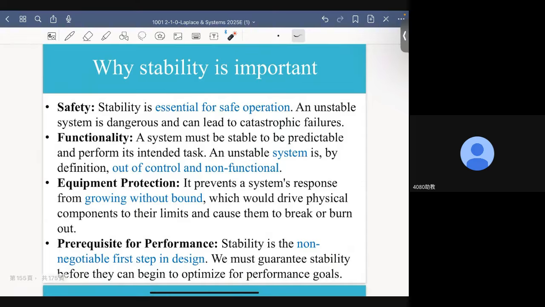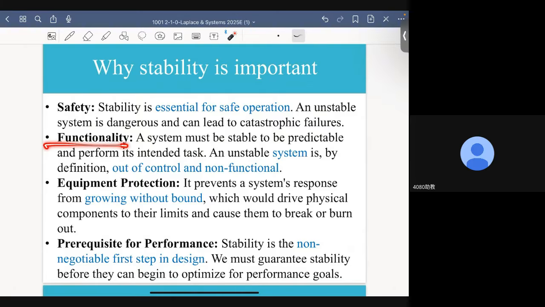Now, before we go forward, I want to make some remarks about why stability is important and how important it is. The first reason is stability has everything to do with safety. Stability is essential for safe operation. An unstable system is dangerous and can lead to catastrophic failures. For example, a boat can sink, an airplane can crash. And you don't want that to happen.